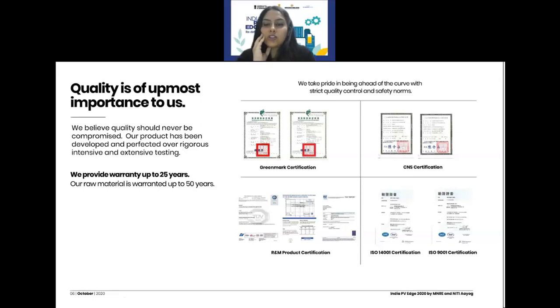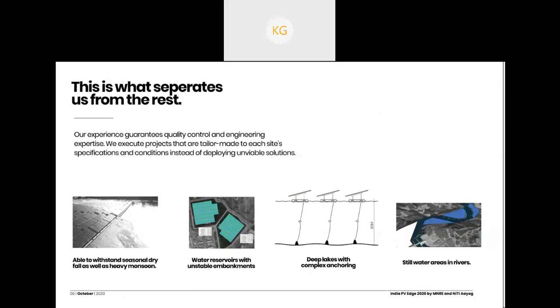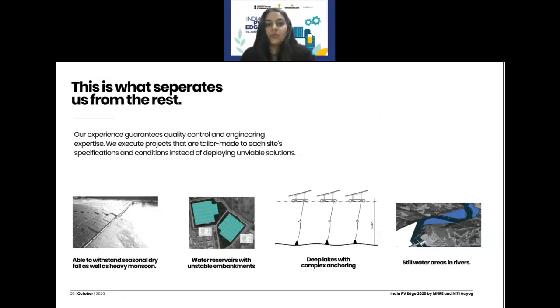Quality is absolutely of utmost importance to us. We believe in quality. We actually provide warranty to the tune of 25 years, where customers are simply asking us for a 10-year warranty. Our raw material is warranted for 50 years of use for these kind of applications, outdoor applications, over water applications. The material has been certified in Singapore, in Taiwan, for actually using with drinking water. So that tells you how safe the product is. There is no leaching effects. And of course, there is no aging effects in our material at all.